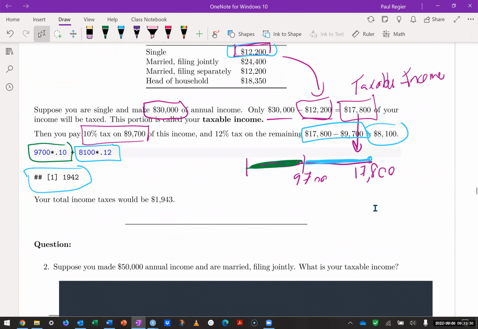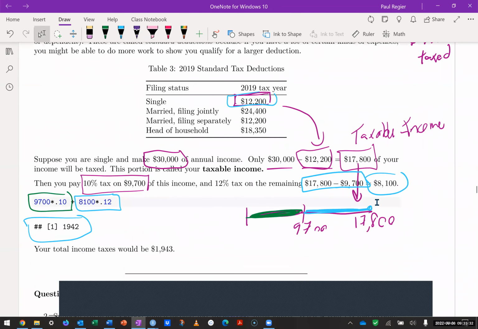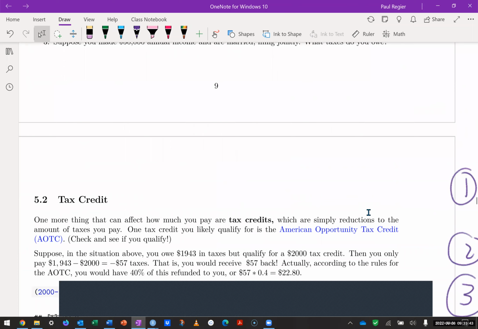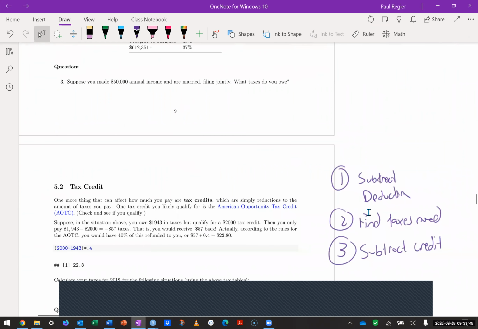Okay, if you're married, that changes things. You can file jointly and have a double deduction. You can subtract 24,400 from what you pay taxes on. Okay, so that's a deduction. The last thing, here's how we do taxes. First, you subtract the deduction, then you find taxes.